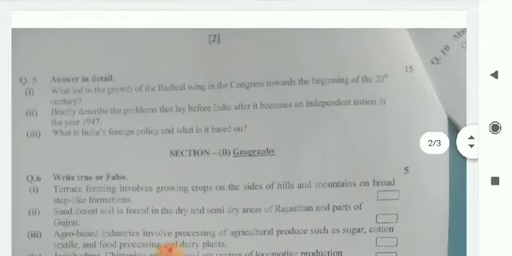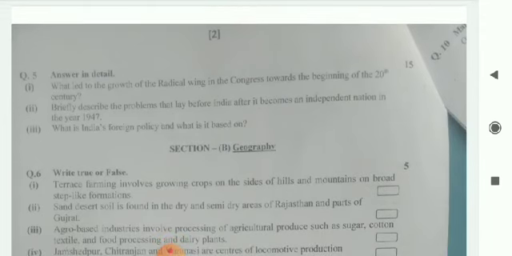Question number 4, fill in the blanks. Five blanks are there in this question, in which you have to put the correct answer in the gaps to get better marks in the examination. Question number 5, answer in detail. Detailed answers are required.